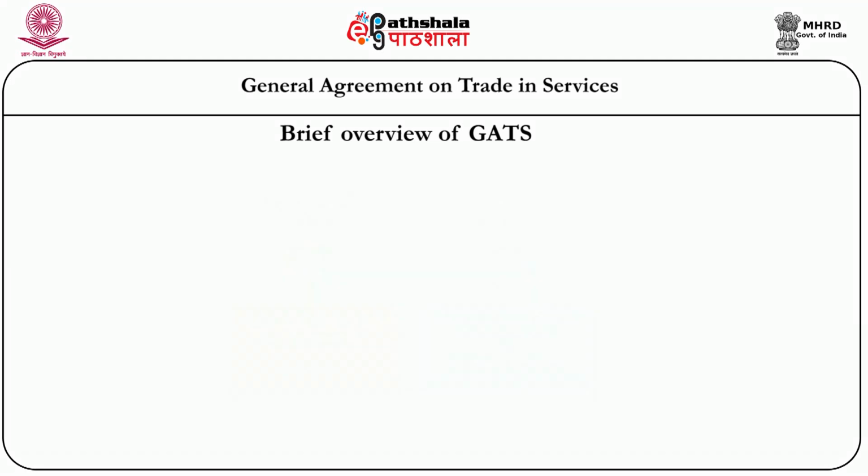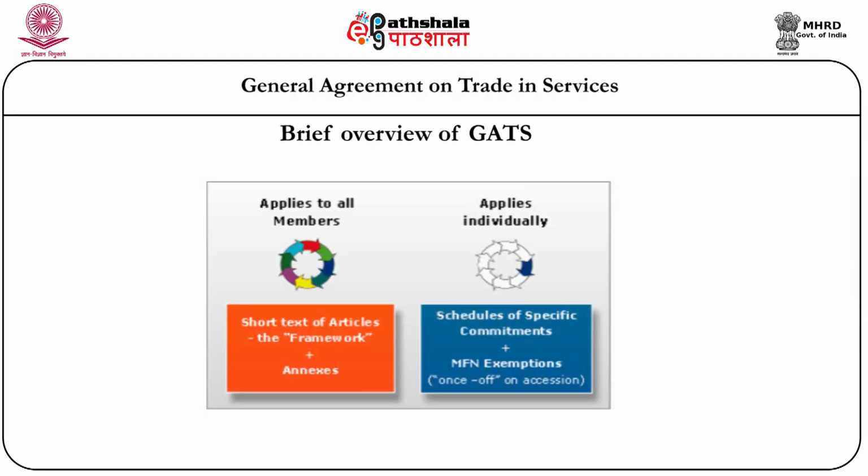The graphical picture shows that GATS has two methods of its application. First, the text of the GATS, which is the framework, and the annexes are applicable on all members. However, the schedule of commitments of GATS, which is, as I will explain later, an integral part of the GATS agreement, along with the MFN exemptions, are applied individually to members and do not apply across board to all members at a given point in time.